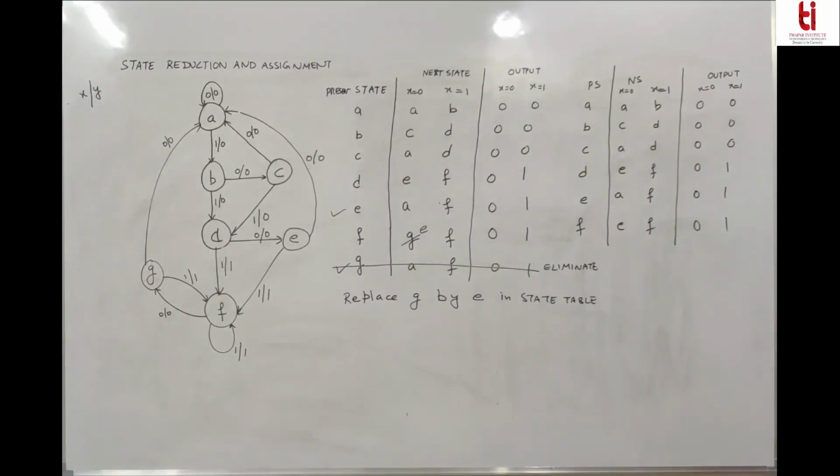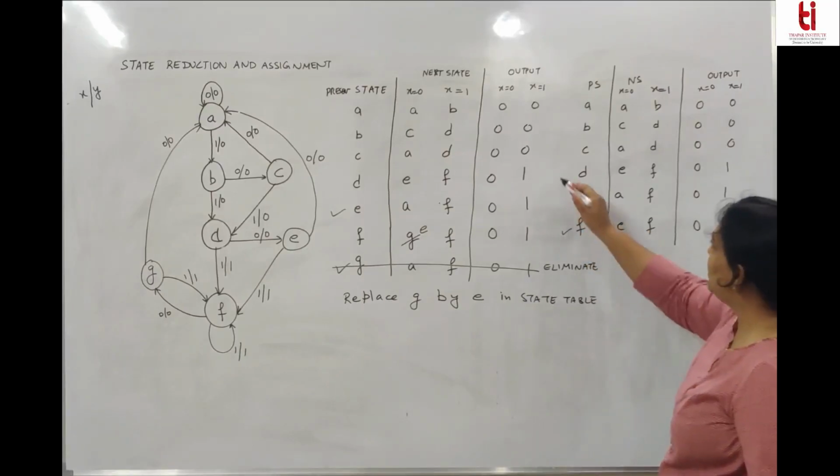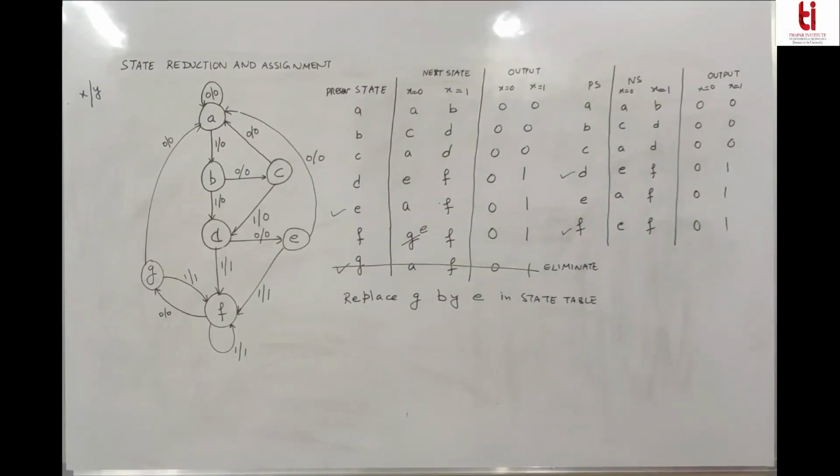Now, can you still reduce the state table further or not? If you see D and F, from state D for x equal to 0, it is going to state E and the output is 0. For x equal to 1, it is going to state F and the output is 1. From state F, for x equal to 0, we are going to state E and the output is 0. And from state F, it is going to state F for input x equal to 1, with output 1. That means from this also you can eliminate one of the states. So let's eliminate F.